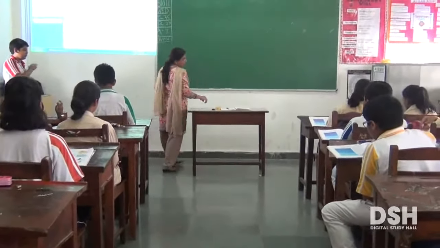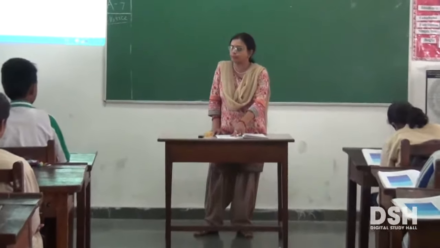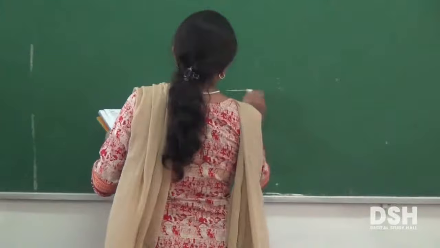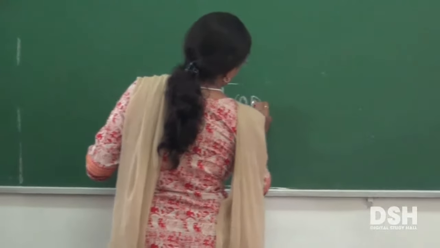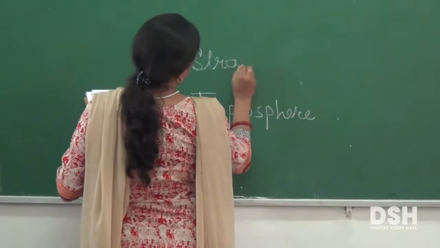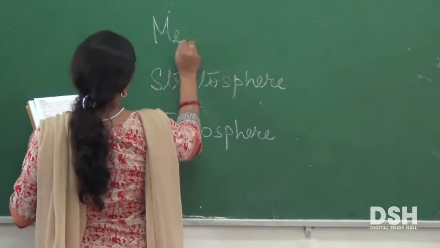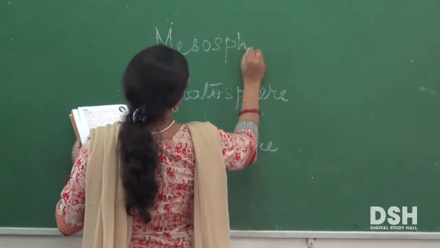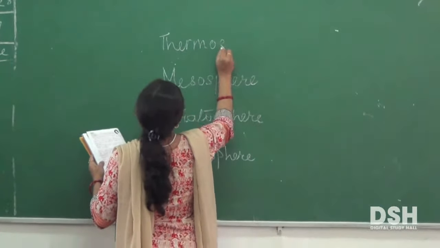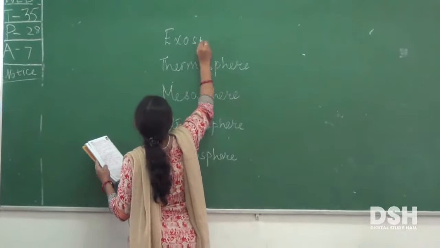After the troposphere, we have another layer known as the stratosphere. Then the next layers are the mesosphere, thermosphere, and exosphere. So we start from here. The lowest layer is known as the troposphere. Then the stratosphere. Then, loudly, the mesosphere. Then the thermosphere. And after the thermosphere is the exosphere.